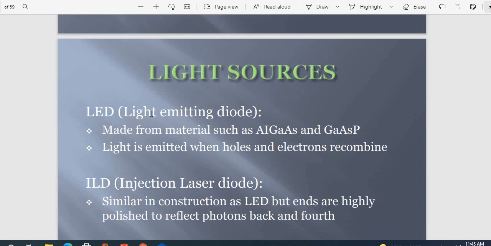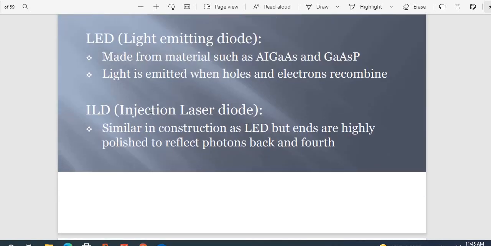So now the second part we have to see is ILD. What does ILD stand for? Injection laser diode. This is also one of the laser diodes we have. It is called injection laser diode. So how many types of light sources do we see as of now? Two. One is LED and the other is ILD.